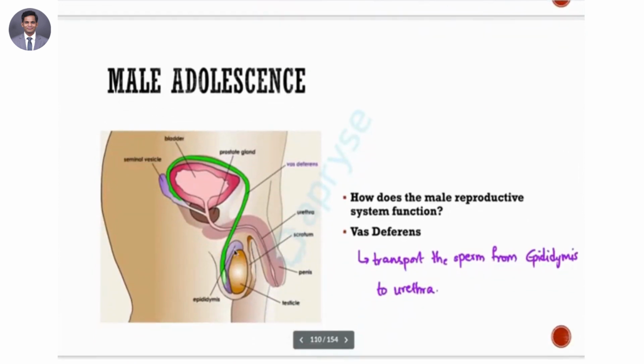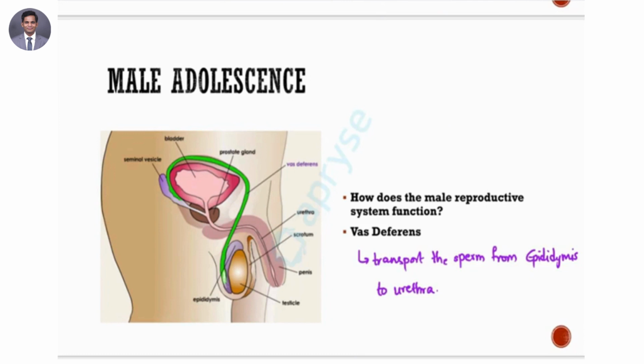So we started with the penis, and then we talked about the scrotum, and from the scrotum we talked about the testicles or the testes, and from there we talked about the epididymis. The epididymis primarily stores the semen, sorry, the sperm, and the sperm eventually moves on to the next one, which is connected to the epididymis. That's the vas deferens. So what is a vas deferens?